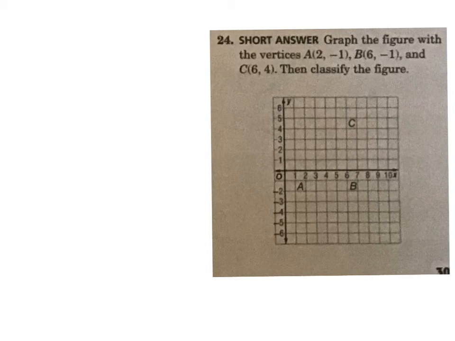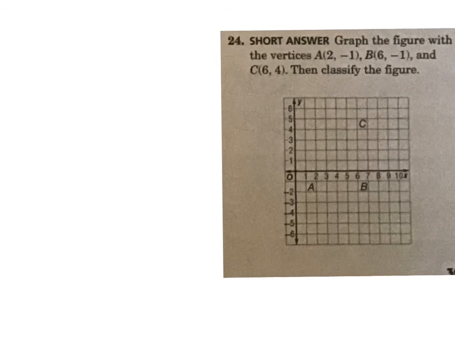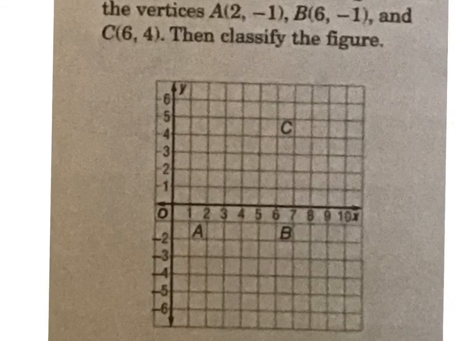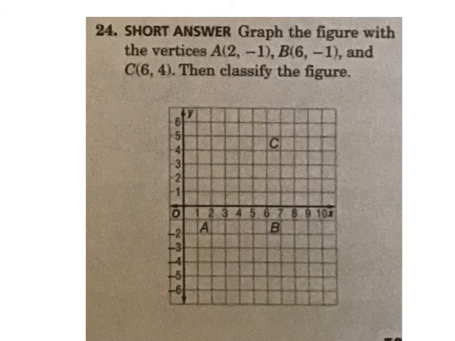Okay, 24 looks like a little graphing one. Let's go to A. Get big. There we go. Get my pencil here. A looks like it's 2, negative 1. So I go positive 2, and then negative 1, which would be right here. And then B is 6, negative 1. So B, I go all the way to 6, and then down 1.